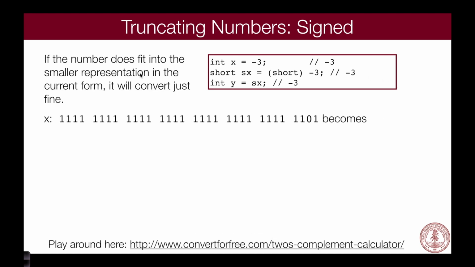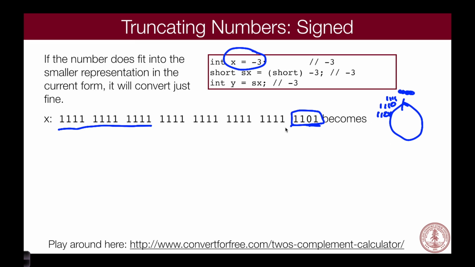If the number does fit in the smaller representation, it will convert just fine. So negative 3 in 32-bit form looks like this. Why are there all these zeros and ones here? Because it's negative 3, and the 101 is the negative 3. If we looked at a number circle, we'd get 0000, 1111, 1110, and then negative 3 would be 1101. And that 1101 is the negative part. For a 32-bit number, it's all ones all the way up to that 1101, which is the negative 3.